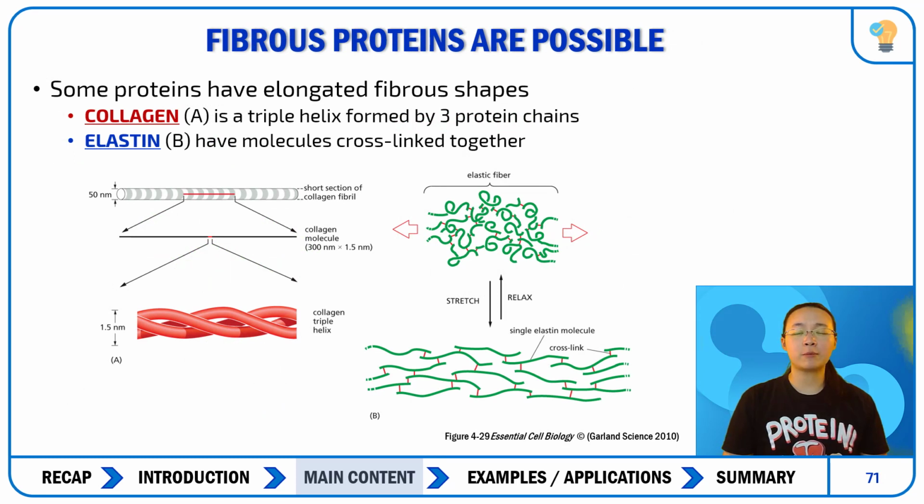An example would be fibrous proteins such as collagen and elastin, which are elongated fiber shapes. Collagen is a triple helix formed by 3 protein chains, while elastin has molecules that are cross-linked together and can be stretched here or relaxed in this form. So just keep in mind, the collagen triple helix is just a tiny short section of the collagen fibril, whereas the elastin is going to help with elasticity.